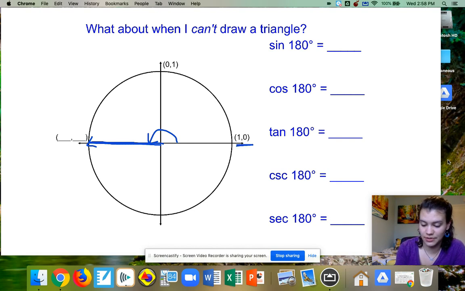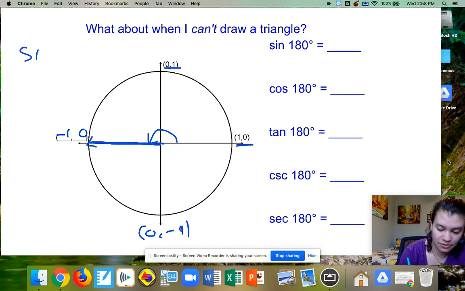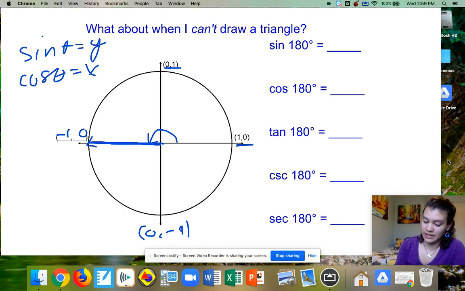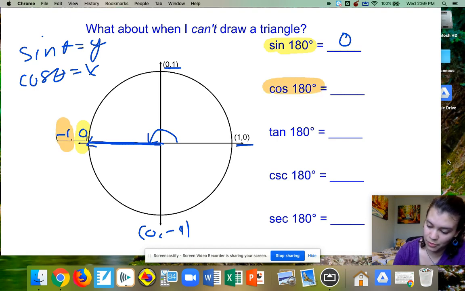So here we're at 1, 0. Here we're at 0, 1. Over here we're going to be at negative 1, 0, and 0, negative 1. So if we go back to what we did yesterday, sine is always equal to y, and cosine is always equal to x. So if we want the sine of 180, we can just look for the y component of your point. So sine is going to be 0. And then to find cosine, look at the x component of your point to get negative 1.